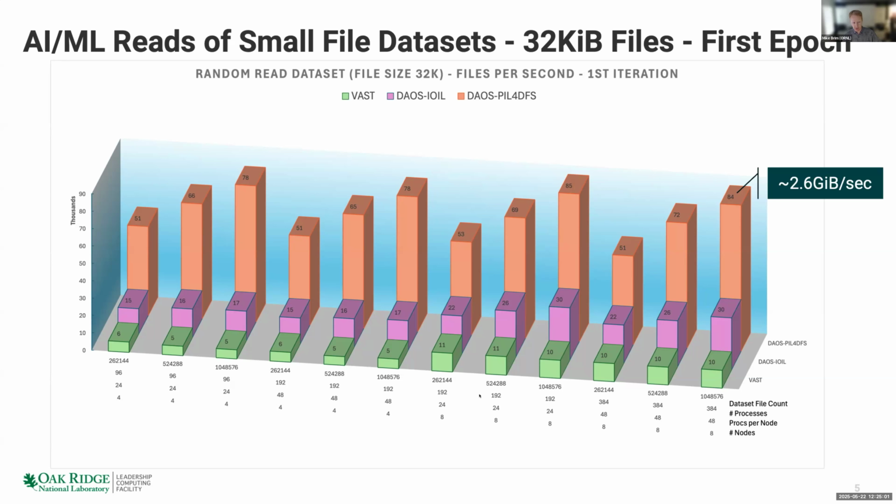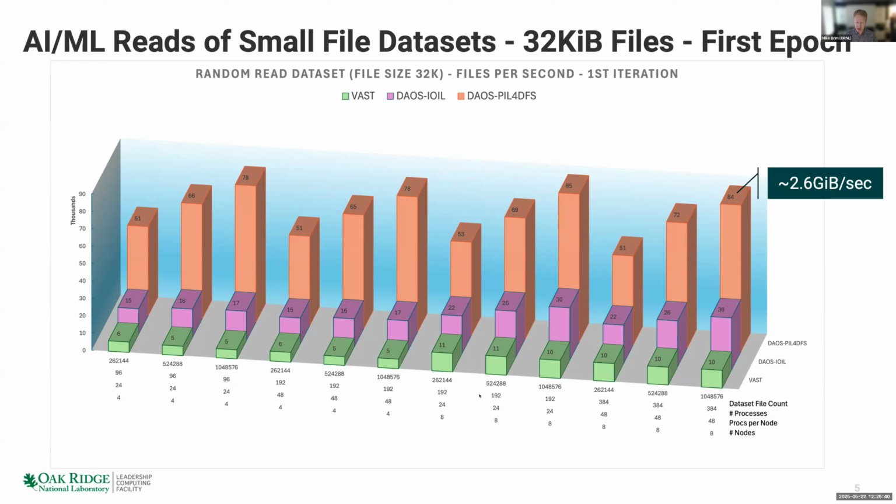To explain the axes here, the y-axis is thousands of files processed per second, and in this case we're using the 32K files. The x-axis is our configurations, so combinations of number of nodes and processes per node. We do the math for you and give you the number of processes, and then the number of files in the data set. We're using three different data set sizes: 256K, 512K, and a million files per data set. And the interesting thing for the first iteration here is we're using DAOS via DFS in 2 modes.